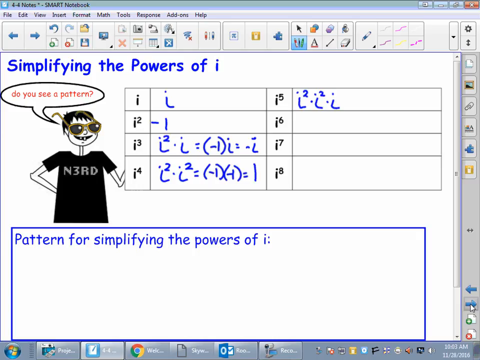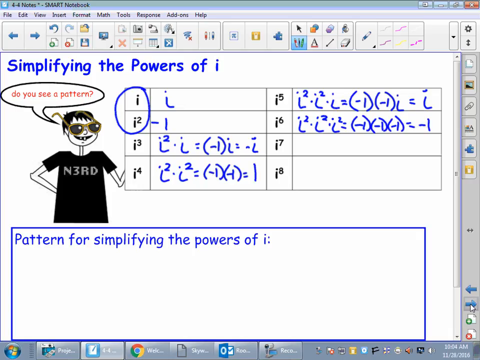Remember, I'm only using these two first definitions that we had. So i to the 5th becomes i to the 4th times i, right? Which i squared is negative 1, i squared is negative 1, and then you have another i. And so negative 1 times negative 1 times i just simplifies to an i. i to the 6th, I could rewrite as i squared, which is negative 1, negative 1, negative 1, which in the end would be negative 1.